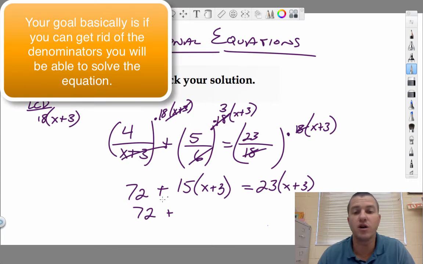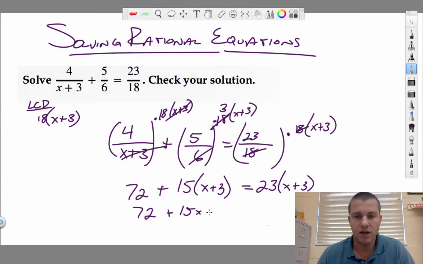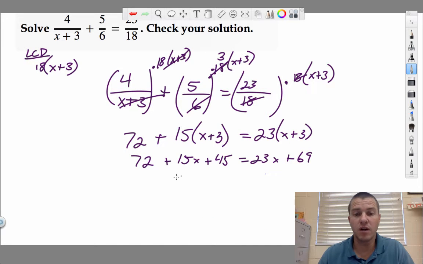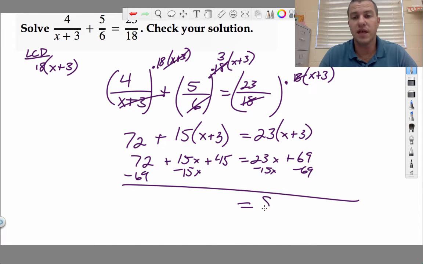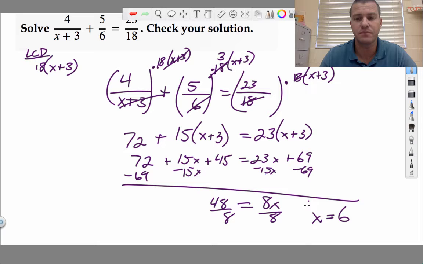And so at this point, you're just solving the equation. Now it's just a regular equation. You got to distribute and combine your like terms. So this becomes 8x. 72 minus 69 becomes 3. I still have to add that 45 to it, so that becomes 48. Divide by 8, and x is equal to 6.